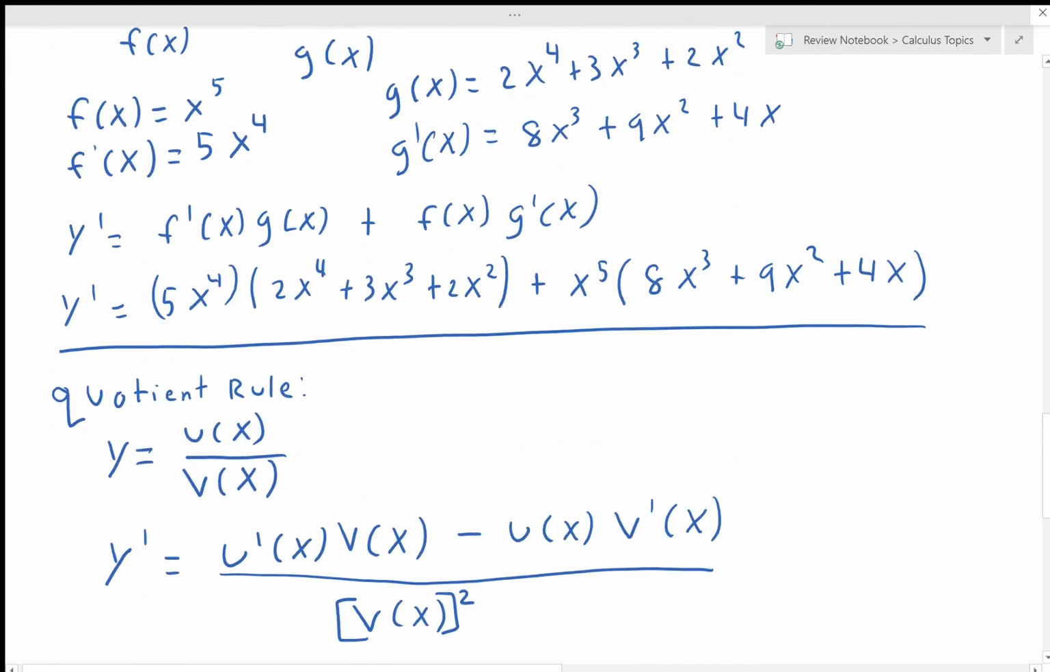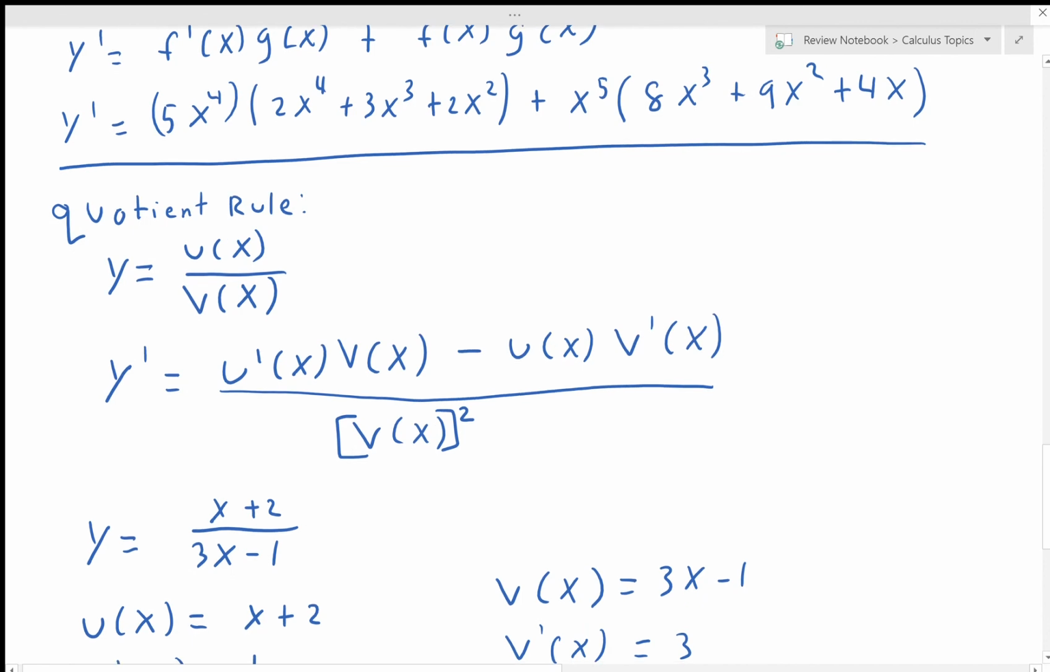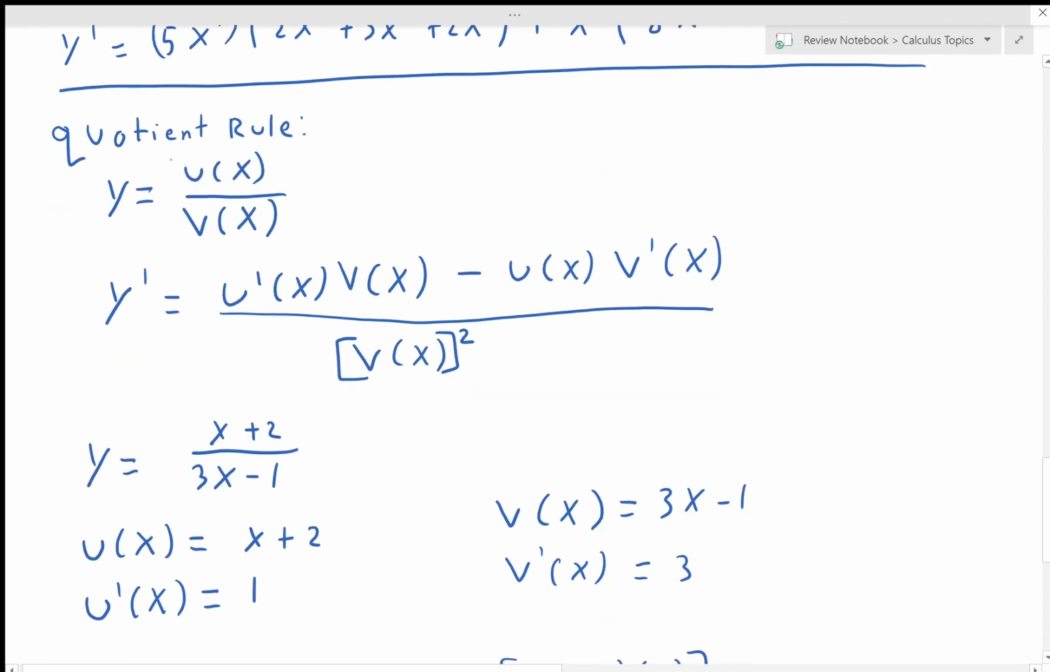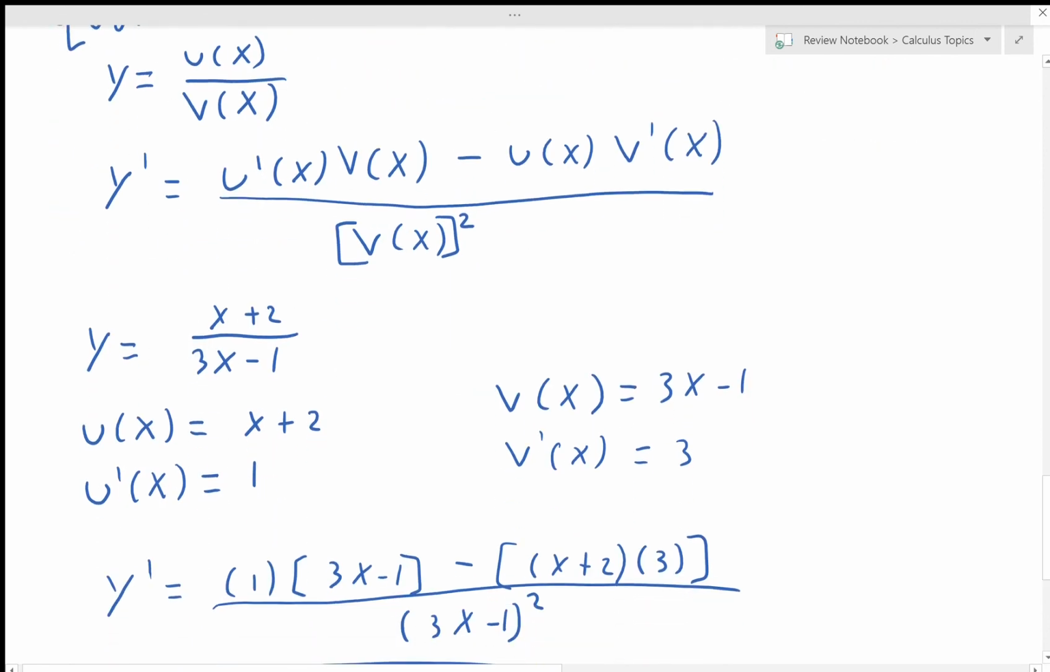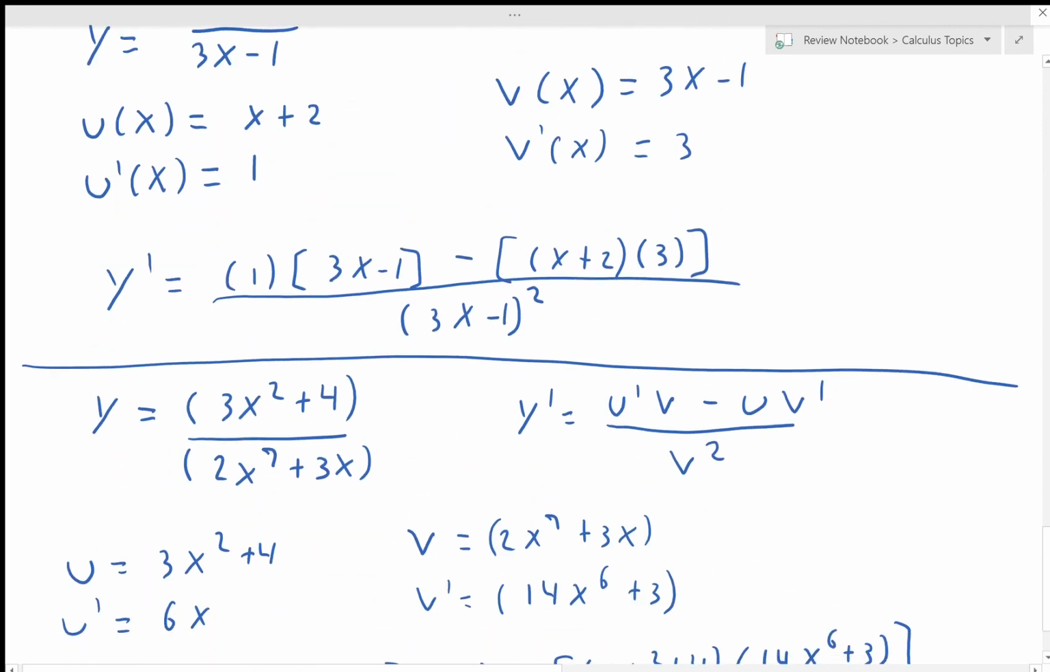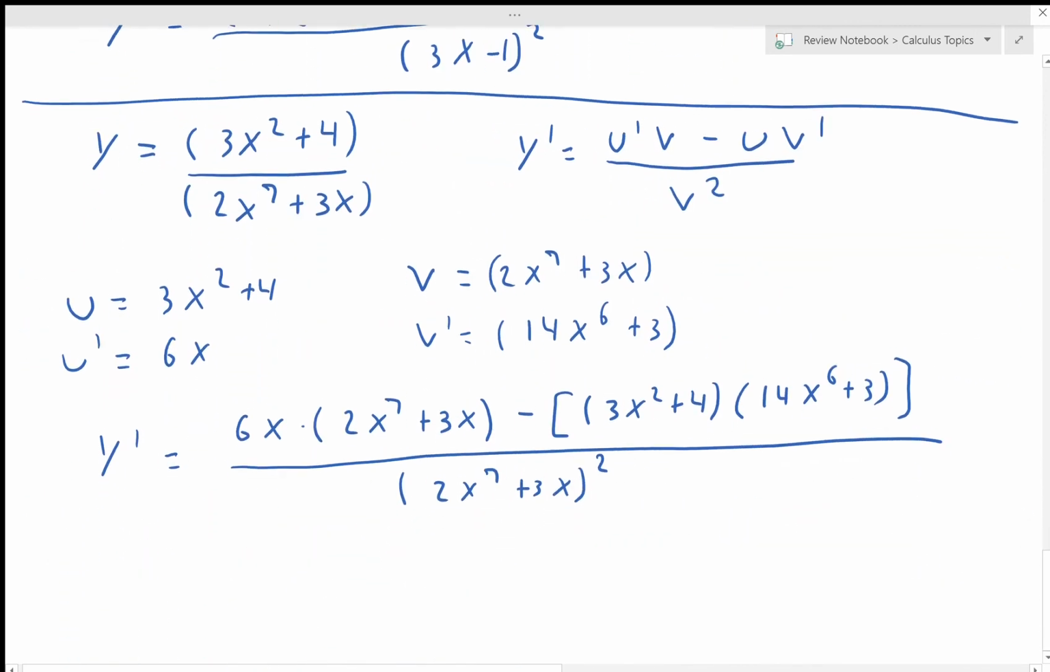Furthermore, we went to the product rule, and then we had the quotient rule. I like using the U and V formula. I like writing them out. And then I just plug it into the formula so to reduce mistakes.